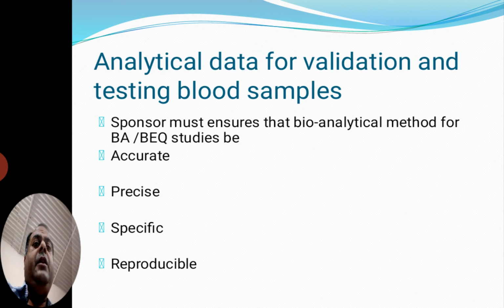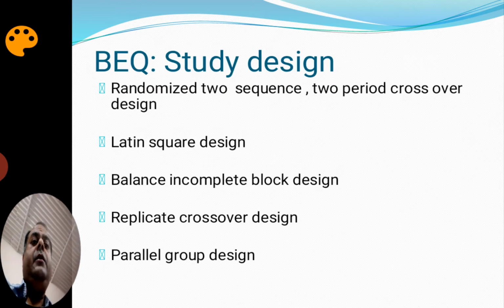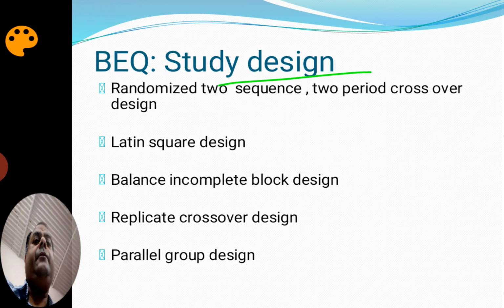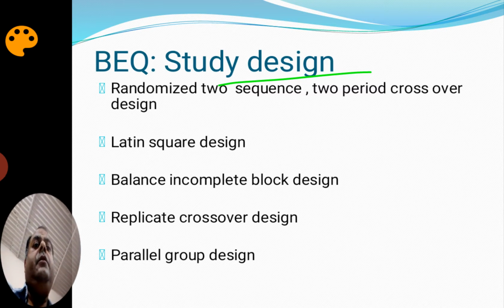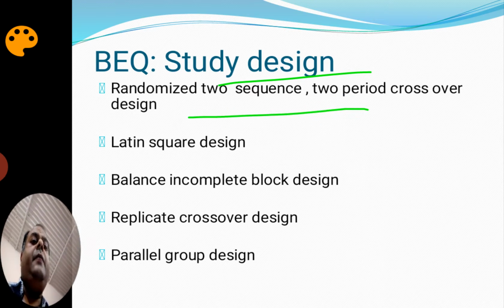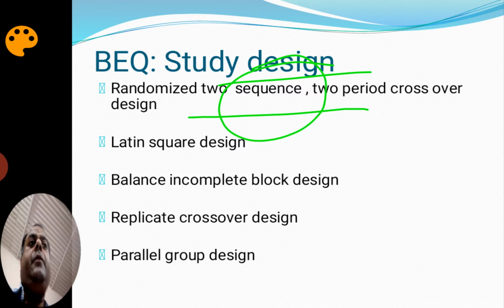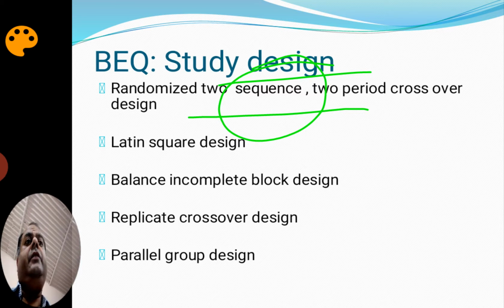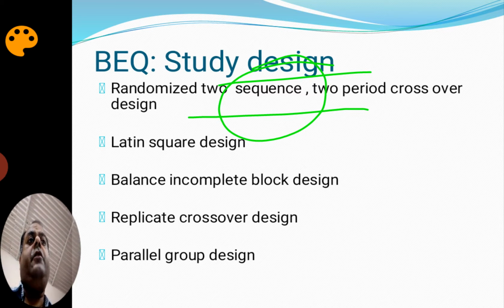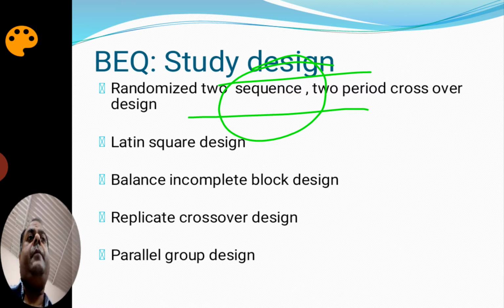Analytical data. Let us come to the bioequivalence study designs. These are the common designs which are used in bioequivalence studies. The randomized 2-sequence 2-period crossover design. Now what is period? Period refers to the time in which the study is performed. Sequence refers to the number of different orders in the treatment group. And treatment means the drug product or a formulation for treating illness in the subject or a patient.